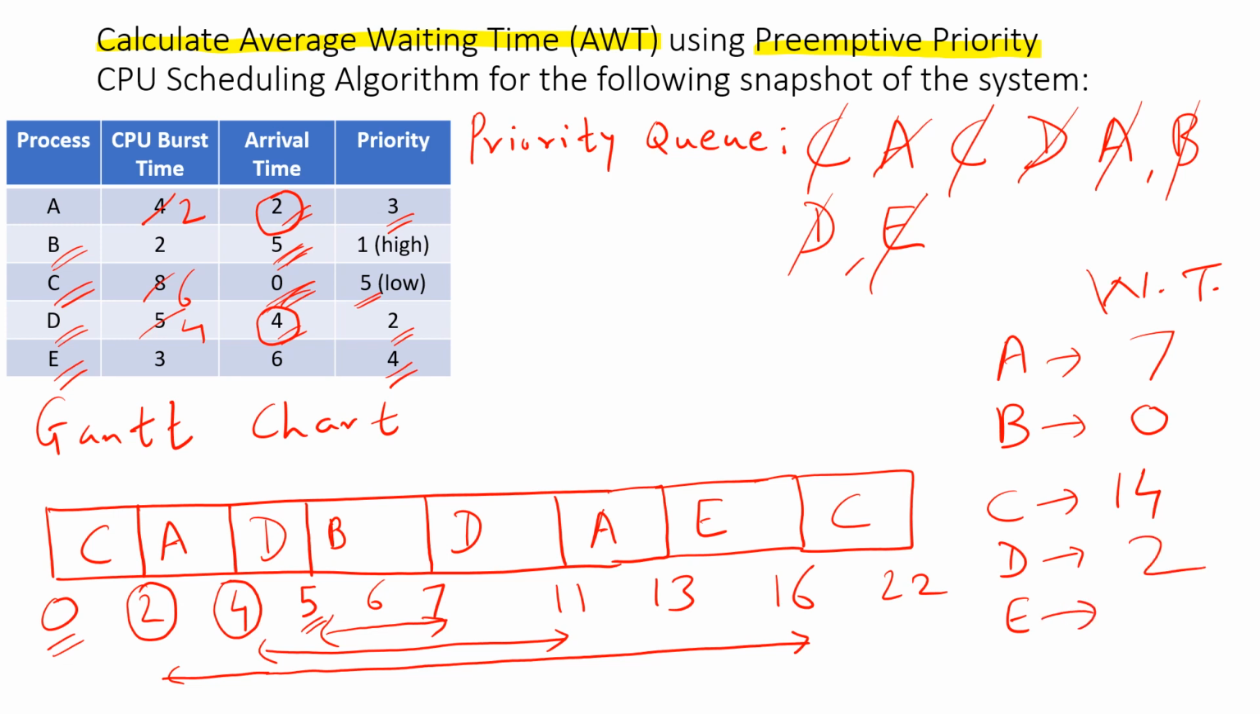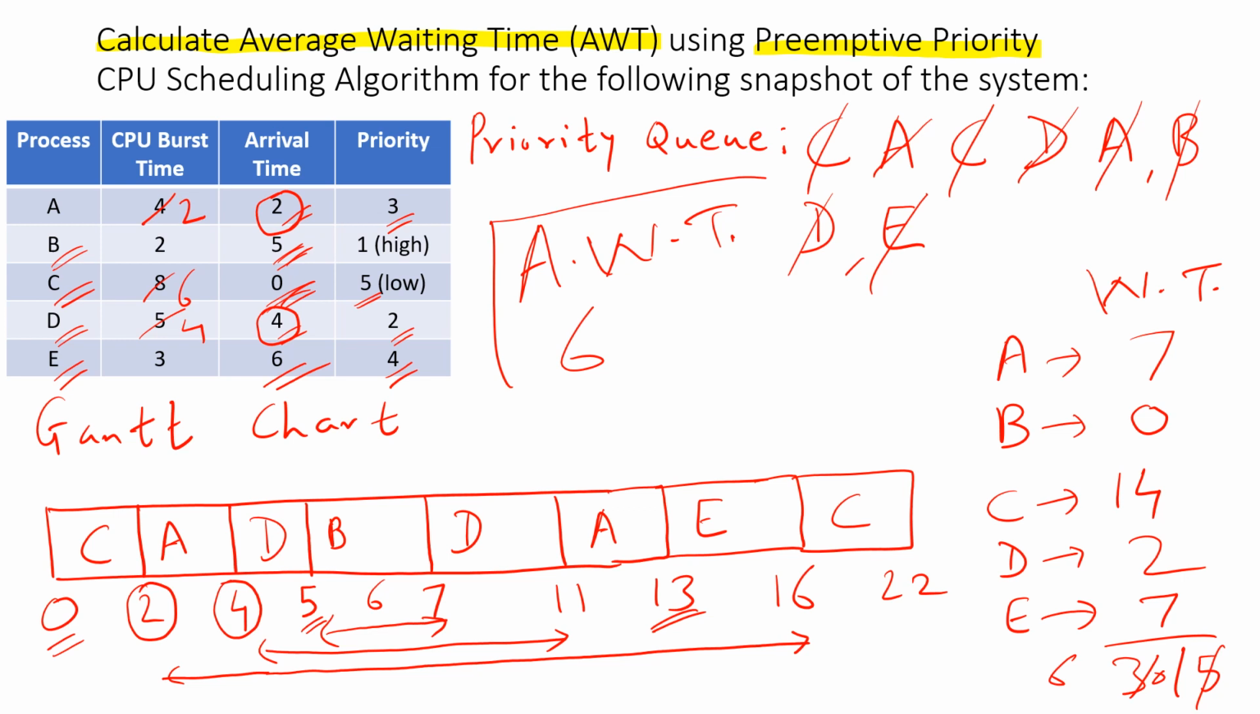And finally we have process E. E came at 6, got CPU at 13 and then finished. So from 6 to 13 it was waiting. So that is 7 units of time. So that happens to be 7, 0, 14, 2, 7, total 30, right? Total wait time is 30. If you want to calculate average waiting time, you have to divide it by 5. So that's 6. So average waiting time using preemptive priority would be 6 in this example.